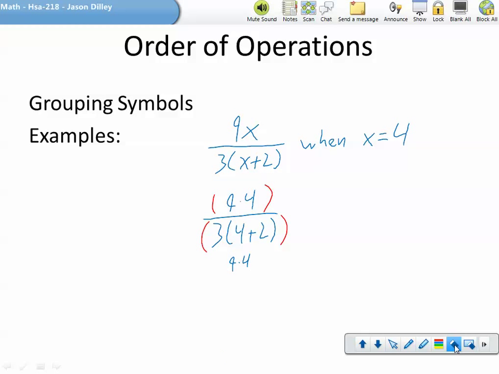So I can kind of do this step, the top. I can simplify that. That's 36. And then I need to simplify the bottom, which is 3 times 6. Well, 3 times 6 is 18. And then at last I can do the division at the end. And that's 36 divided by 18, which is 2. So my solution is 2.